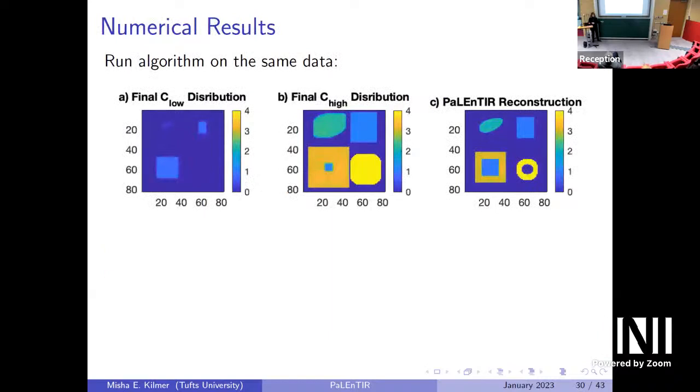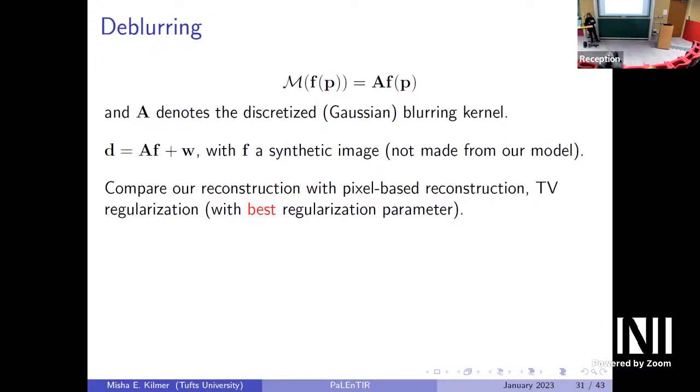So if I run the algorithm that I just mentioned on the same image, then here's what I get. So there is a final C low distribution. You can kind of see shapes in there, a final C high distribution, and that's our PaLENTIR. Again, there's no inverse crime. I didn't make this image using these parametric level sets. So, okay, that was the identity operator. Let's go back to some real inverse problems and see what we can get.